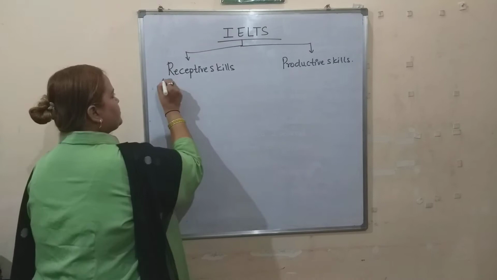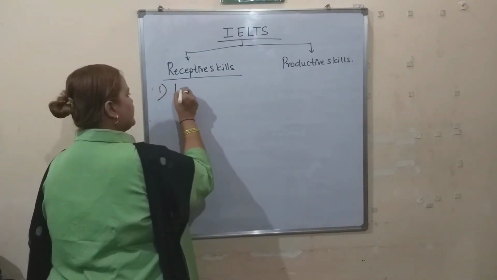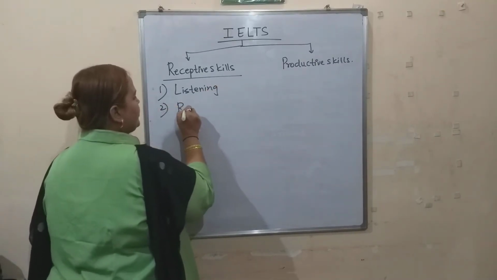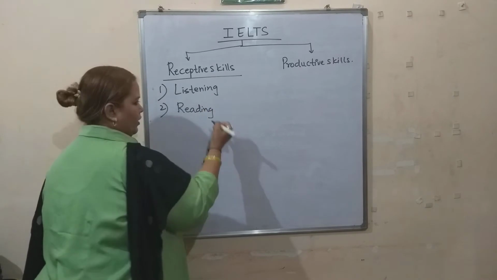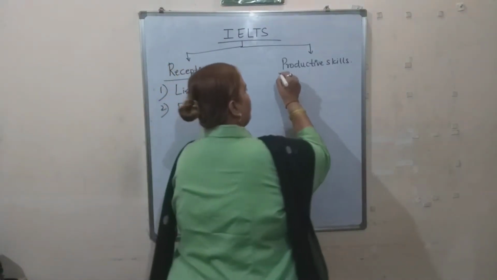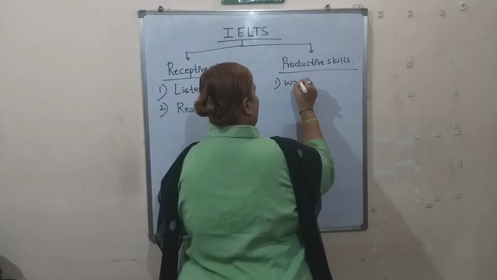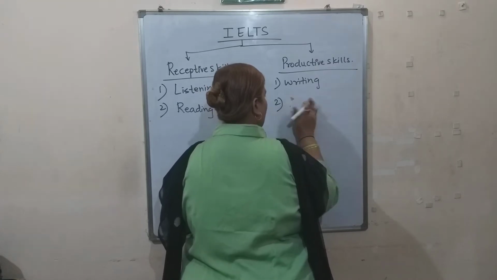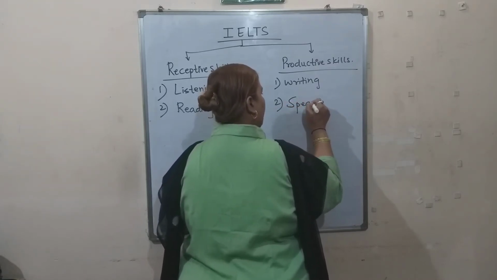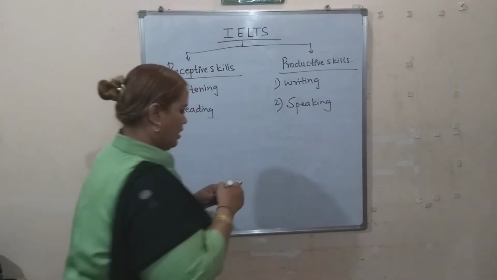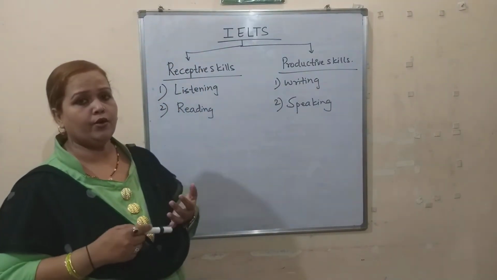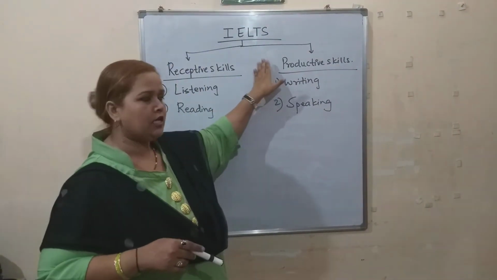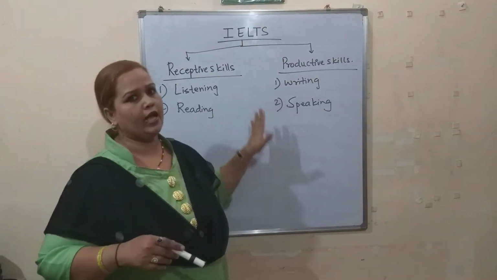In receptive skills, the very first is listening, and second is reading. Productive skills are writing and speaking. So once again, whether it is the general category or the academic category, it is tested on receptive skills and productive skills, which are listening, reading, writing and speaking.